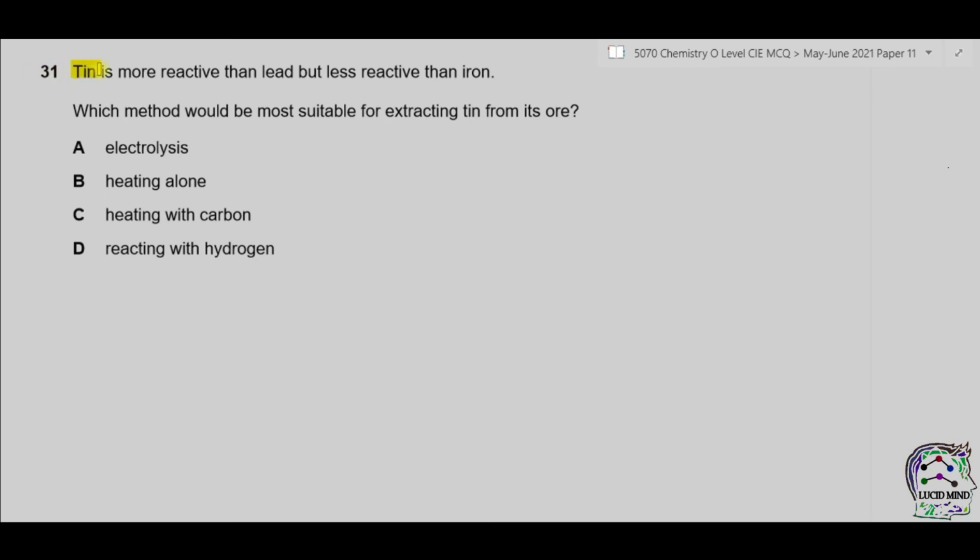Question 31. Tin is more reactive than lead but less reactive than iron. Which method would be most suitable for extracting tin from its ore? For extraction, we can look at the reactivity series. We have potassium, sodium, calcium, magnesium, then zinc, iron, lead.